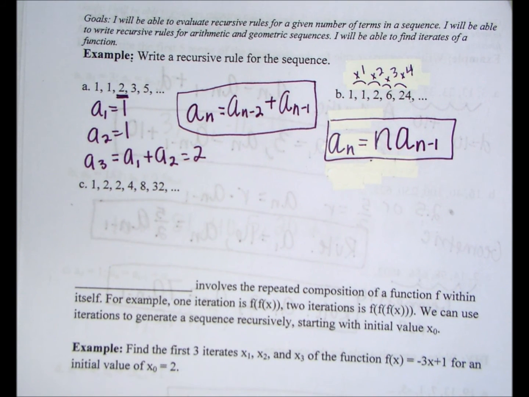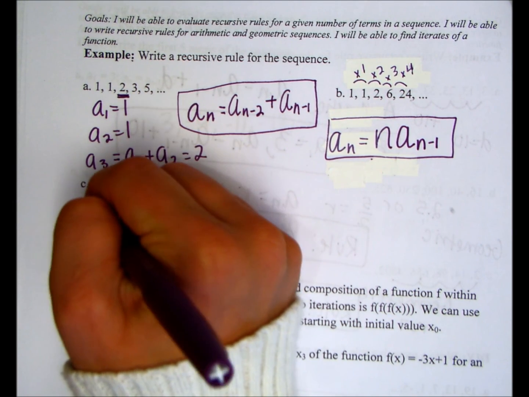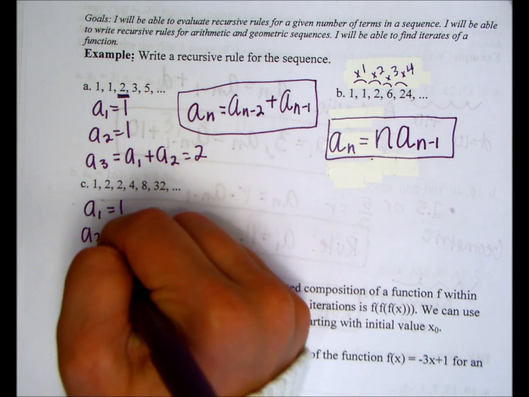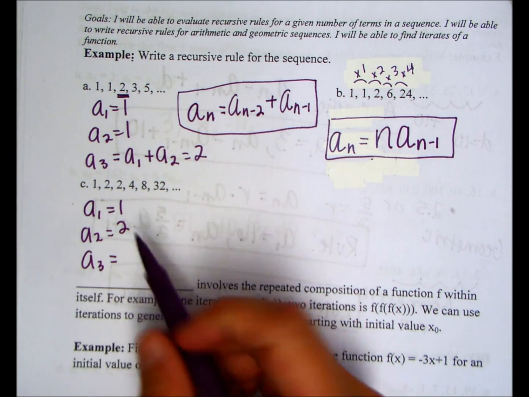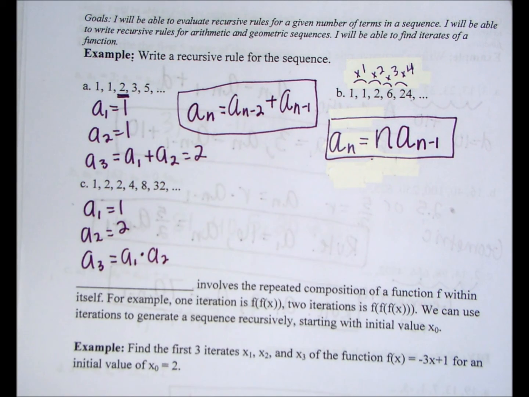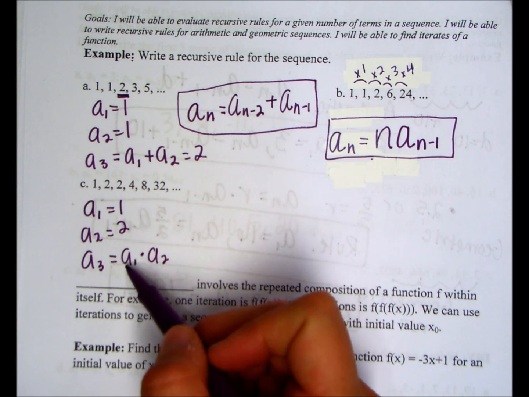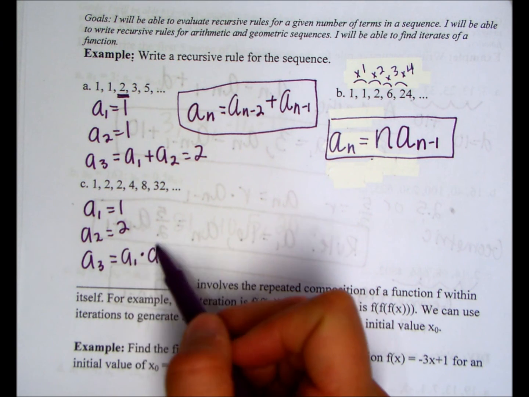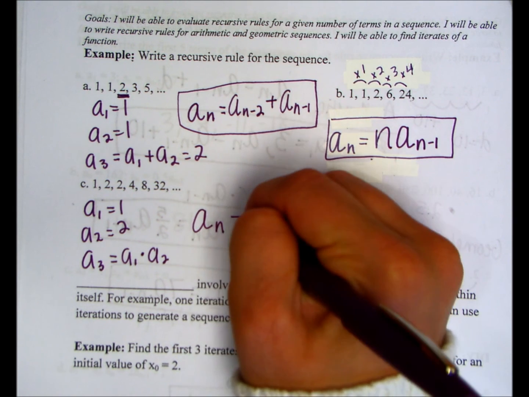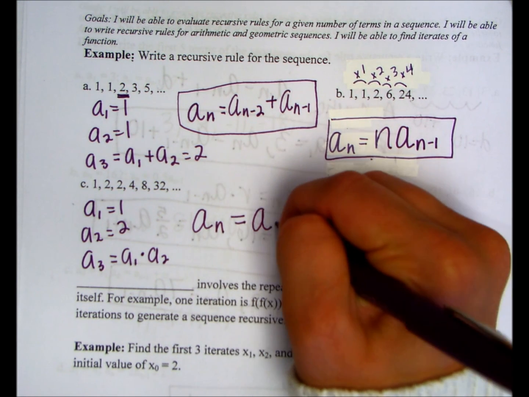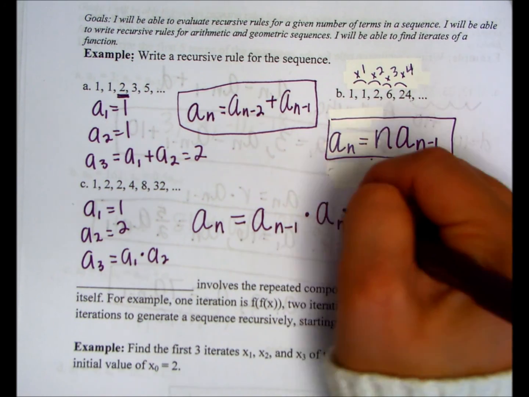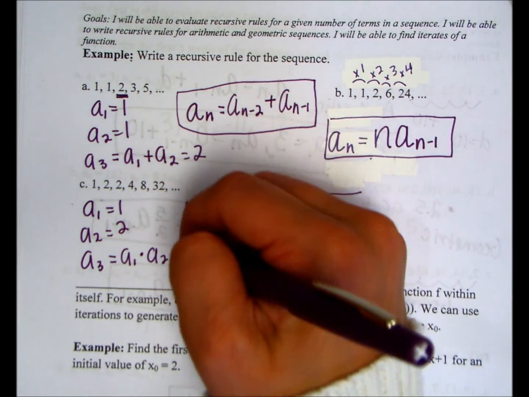Last but not least, C here, if I look, a sub 1 is 1, a sub 2 is 2, a sub 3 is also 2. Well, to get that, I'm taking a sub 1 times a sub 2. So what I multiplied here, this was n minus 2, and then this was n minus 1. So my rule then is going to be a sub n equals a sub n minus 1 times a sub n minus 2. Or you could flip those around, it doesn't matter.